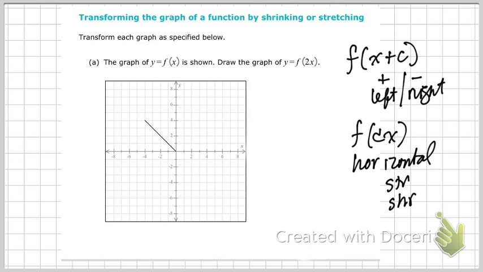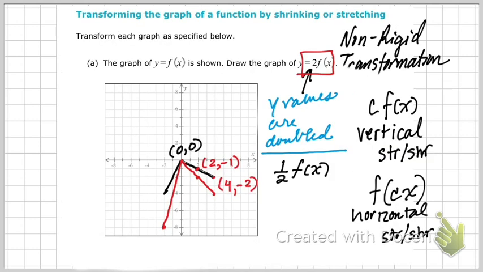And then this 2 here, it's not going to double the x values, which is maybe what you think, because it's 2x and you think, oh, 2x is being doubled. But it's going to do half of the x values. And likewise, I talked about over here, 1/2 f of x, that's doing half of the y values, back when we were doing the vertical non-rigid transformation.